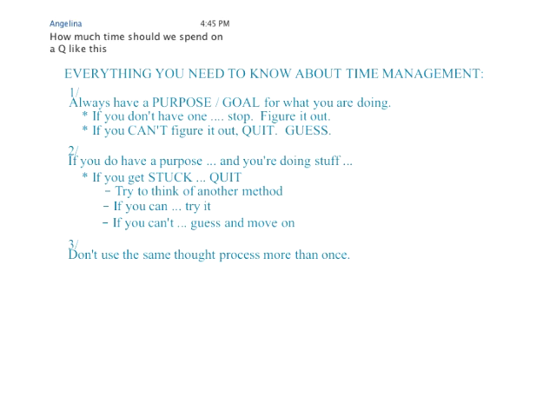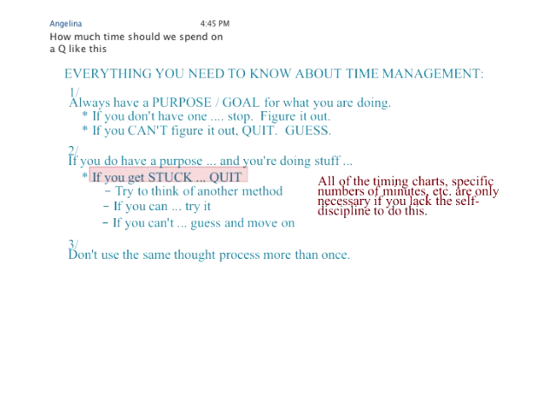So that's worth writing down on the board. If you get stuck, quit. All of the timing charts, specific numbers of minutes, etc., are only necessary if you don't have the self-discipline to do this. If you do, you don't ever have to think about timing charts or numbers of minutes because you will not have issues there if you have the self-discipline.